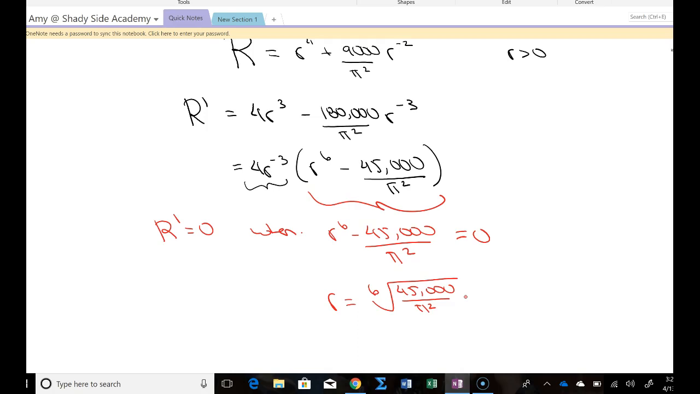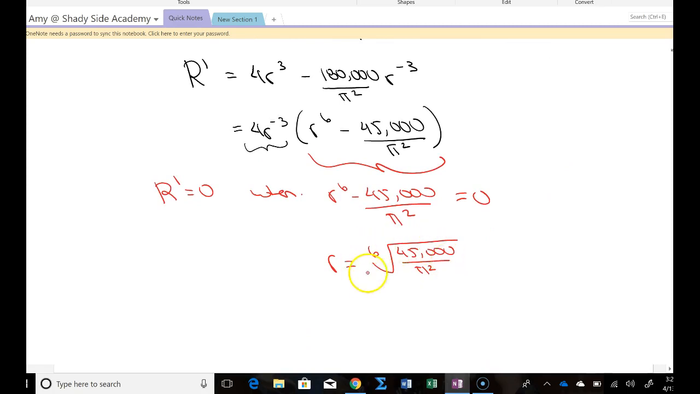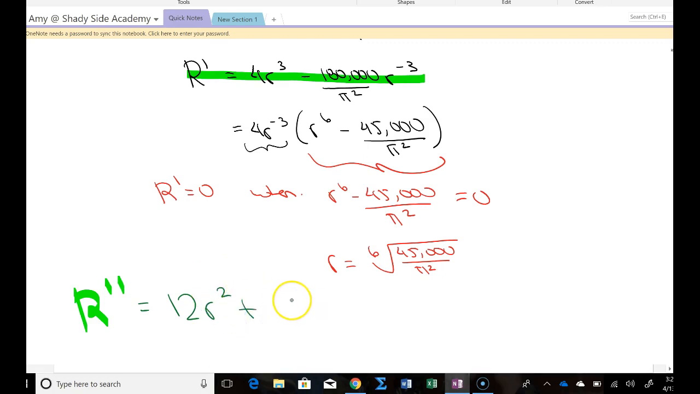I have to show that this is going to be a min. First or second derivative test for extrema? I hope not a single one of you is raising your hand saying first derivative test. Why on earth would you want to figure out numbers to the left and right of this? Plus, look at the first derivative. Second derivative is going to be such an easy piece of cake. So R double prime is going to equal 12r squared plus some huge number divided by pi squared, r to the negative 4th.